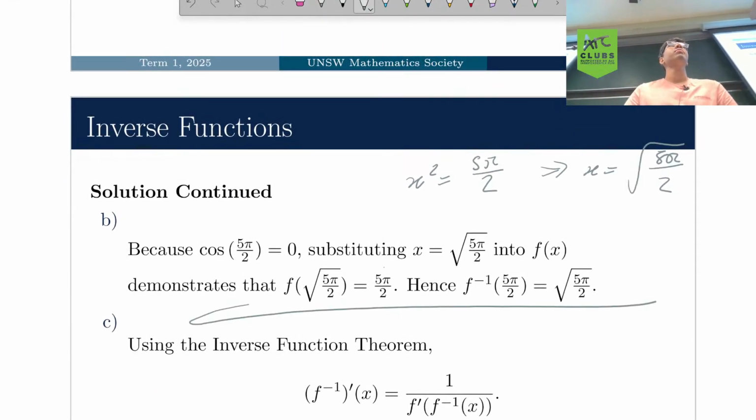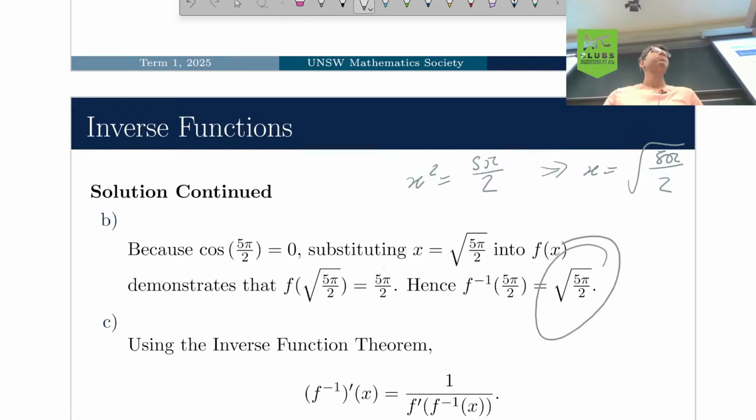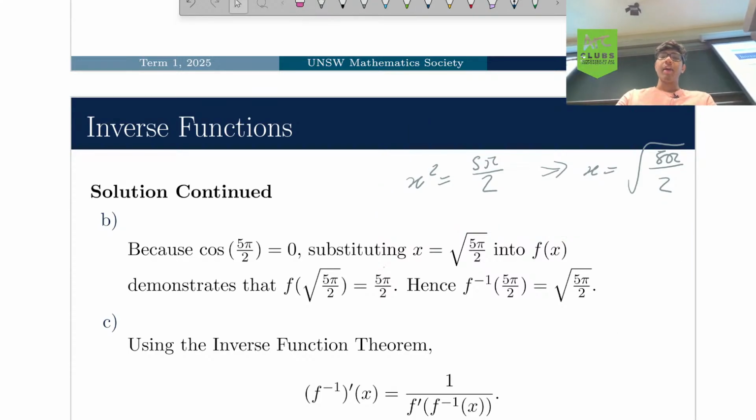Does that make sense, everyone? So my inverse of 5 pi on 2 would be root 5 pi on 2. That makes sense? This one was a little tricky, though, realizing this little bit here, so you can sub that back in. Hopefully that makes sense. And now the final part.